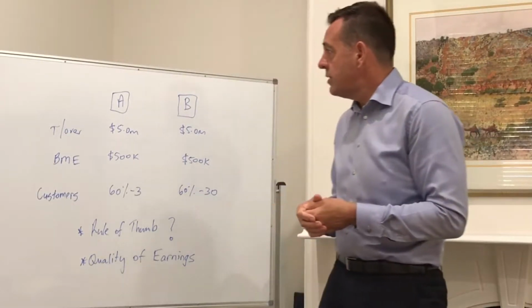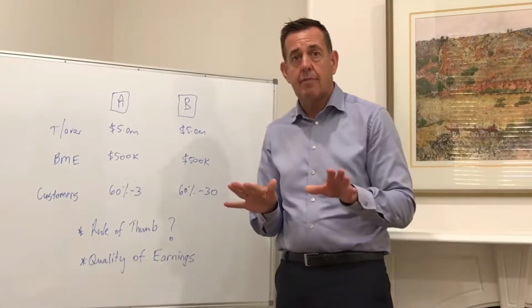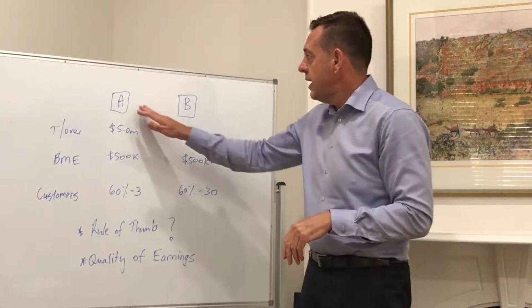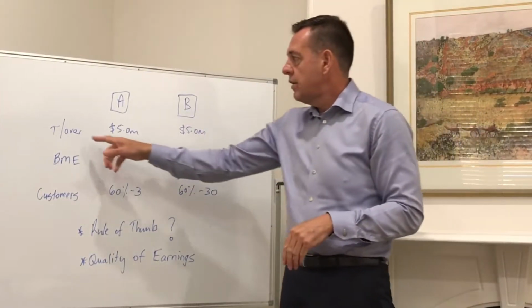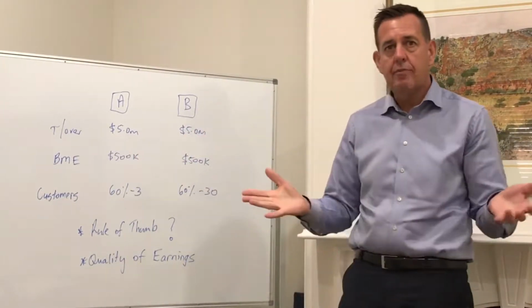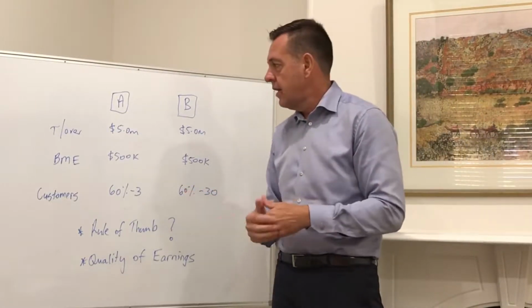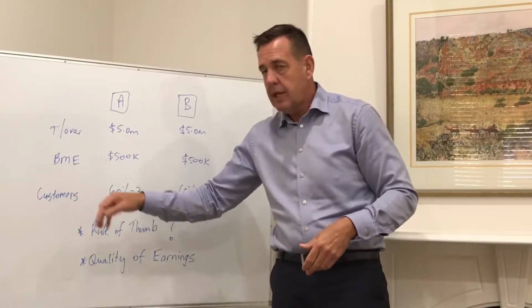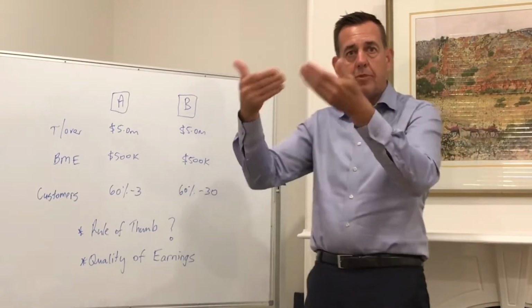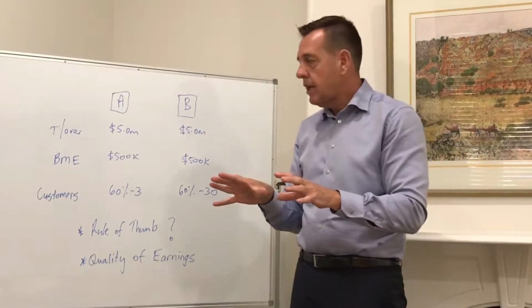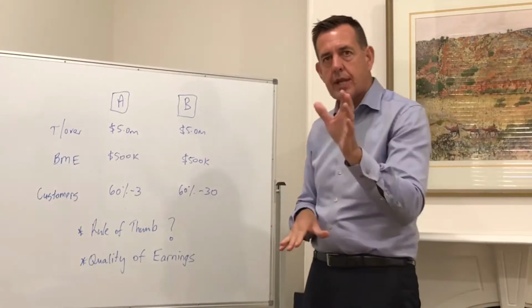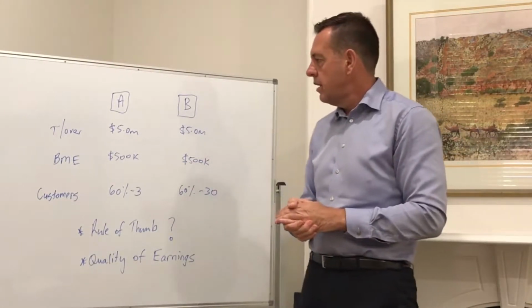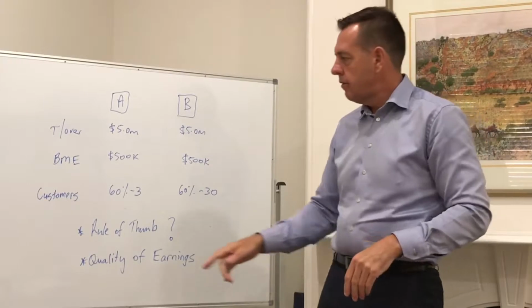Let's say we've got two businesses. They operate in the exact same market, business A, business B. The turnover of the business is exactly the same, 5 million per annum turnover. The business maintainable earnings, in terms of forward earnings, looking at the business in its current state, $500,000. Each business, exactly the same. Remember, they're operating in the same market.